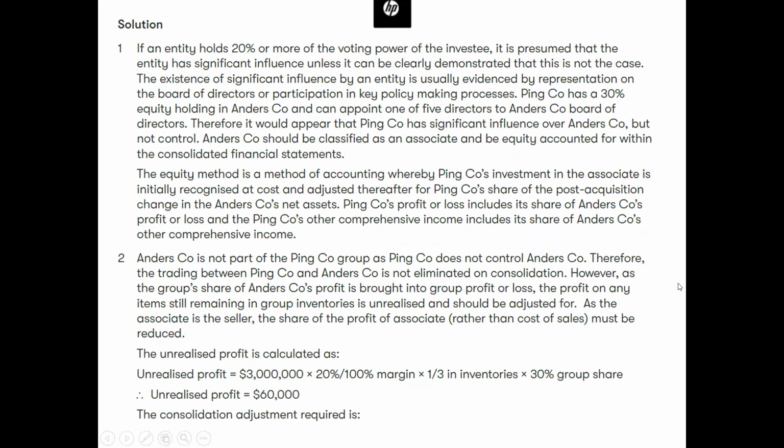So have a look at what they try and explain to me. I need to now, at the end of the day, take out the group share of profit and eliminate the part that's remaining within the group inventory and the unrealized part adjusted through the sale. And now it depends on who sold to who. I want you to quickly listen and make sure you follow what I try and explain here.